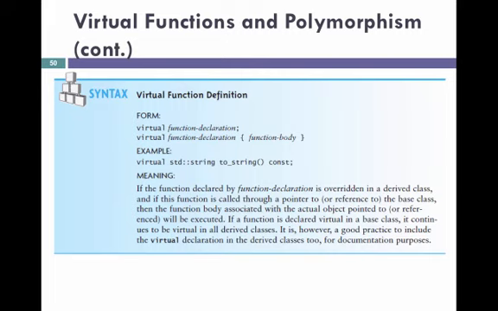So this function declared by function declaration is overridden in the derived class, and if this function is called through a pointer to the base class, then the function body associated with the actual object pointed to will be executed. If a function is declared virtual in a base class, it continues to be virtual in all the derived classes. It's good practice to include the virtual declaration in the derived classes too, for documentation purposes. Then others reading your classes, even when you come back, it'll be clear to you which functions are virtual functions.